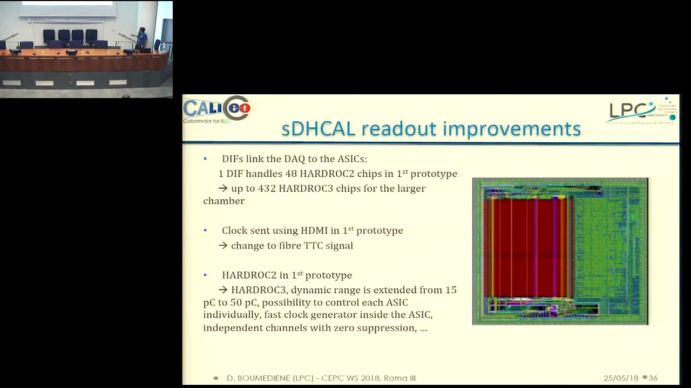And okay, last slide for conclusion. The readout will be also improved. New ASICs, ASRoC3 will be included. The clock will be transmitted not with HDMI but with TTC fibers, exactly as for LHC experiments. And the new chip, the new ASRoC3, will have an extended dynamic from 15 to 50 picoseconds.